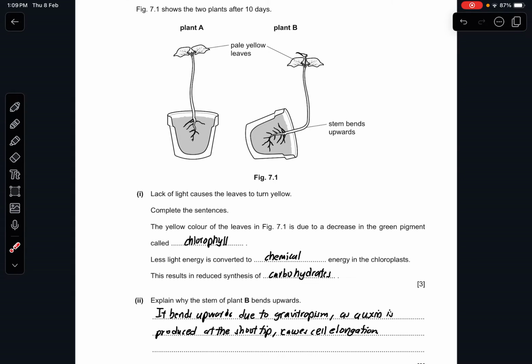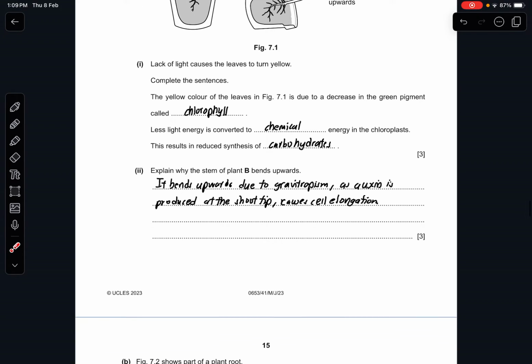This results in reduced synthesis of carbohydrates. Or you can write glucose, I think it's acceptable because glucose is a form of carbohydrate. Part 2. Explain why the stem of plant B bends upwards. So this is by the tropic responses. So I would say it's because of gravitropism, as oxygen is produced at the shoot's tip and is most concentrated on the side of the shoot, which causes cell elongation.